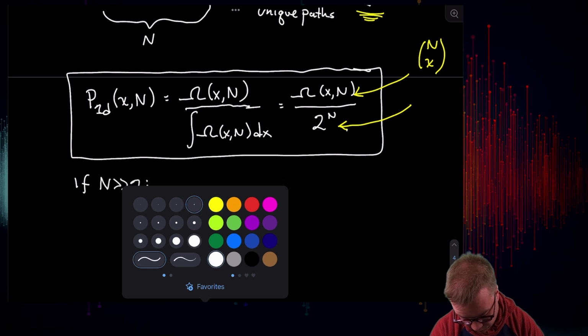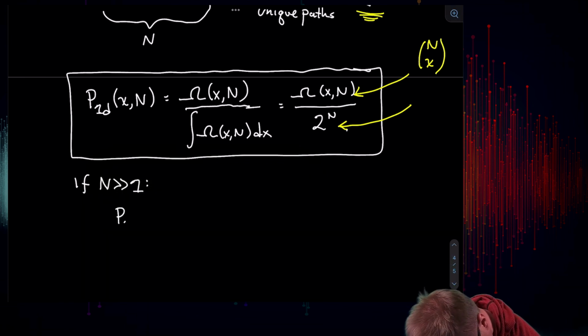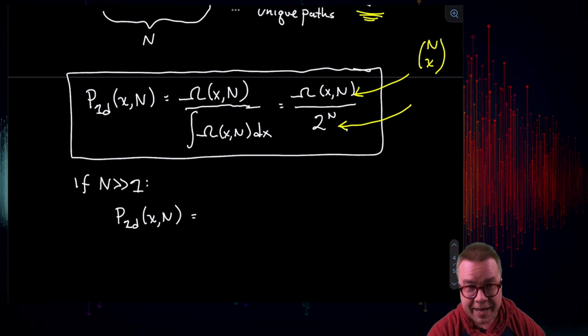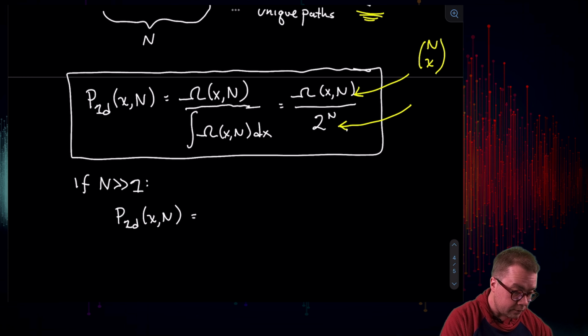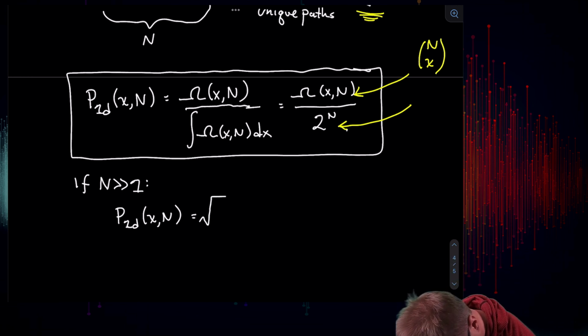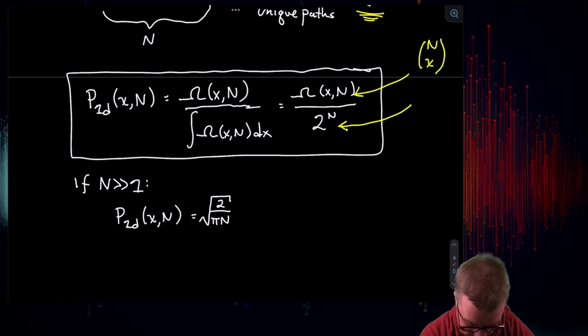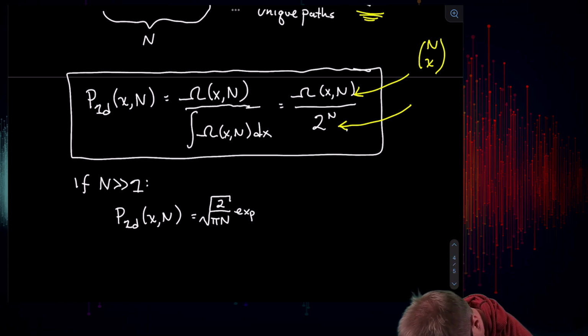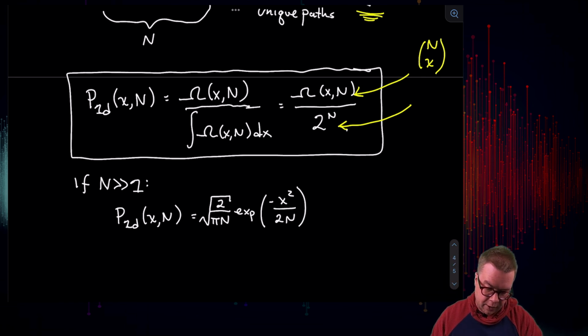If n is much, much bigger than 1, this thing simplifies so that the probability of ending up at position x after n steps is something like this: the square root of 2 divided by pi times capital N, all of that stuff in the square root, times the exponential of minus x squared over 2n. Okay, so there's a lot of math here. To get from that step to this step, there's lots of math.